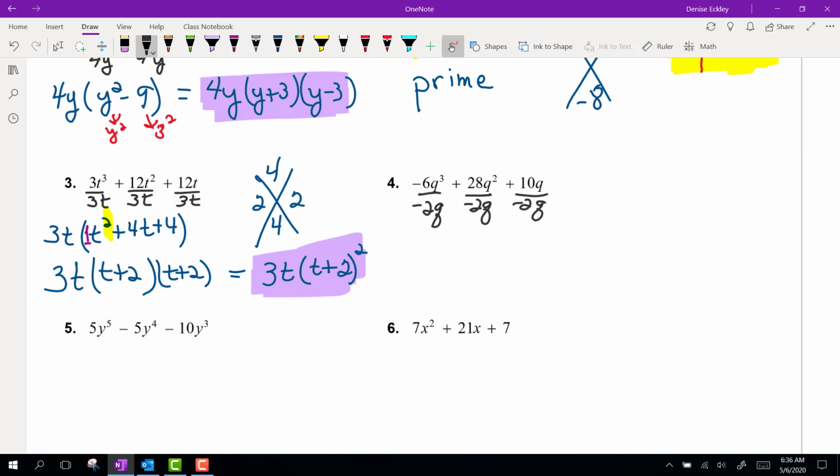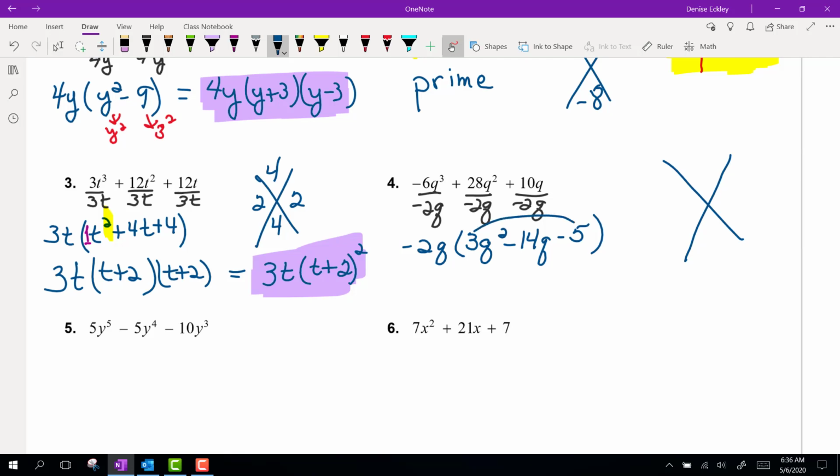So then I'll have my negative 2q. Then I'll be left with 3q squared minus 14q minus 5. Now again, I have a trinomial. It's also quadratic, but I have a number in front. So I'm going to attempt to factor it like I did number 2 above. Number 2 turned out to be prime, but this one is not.